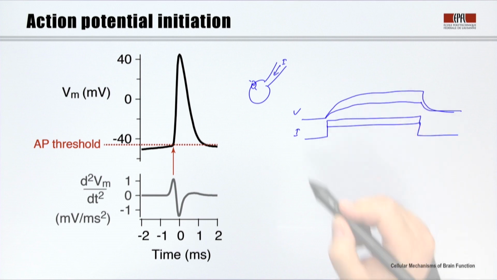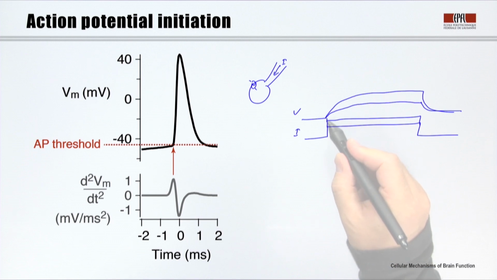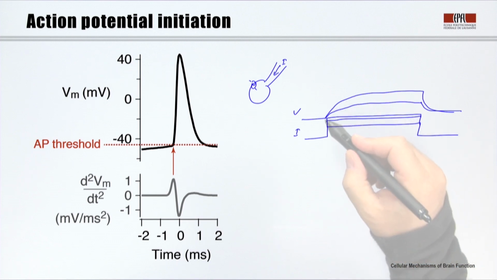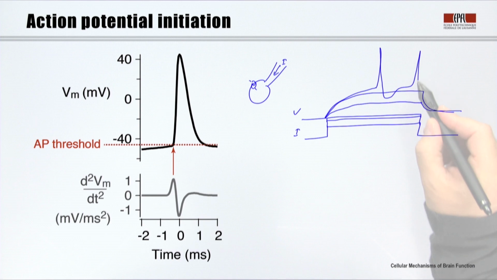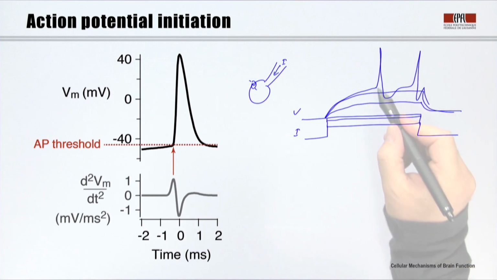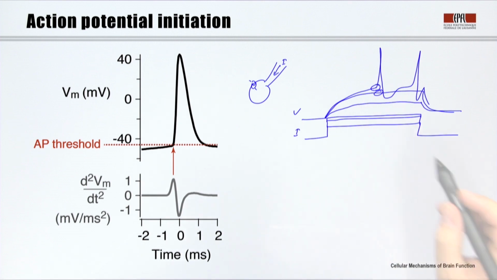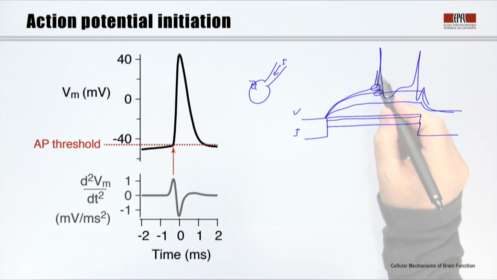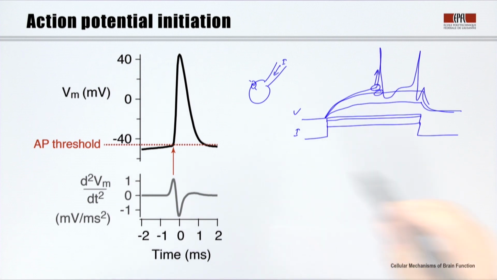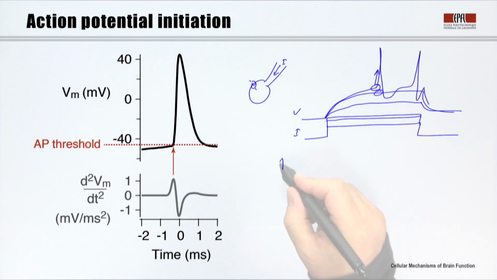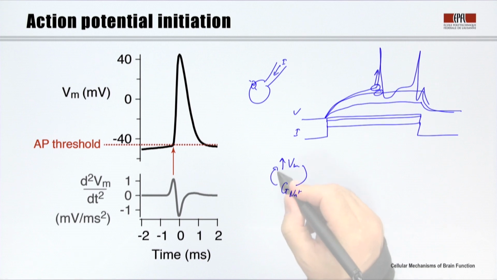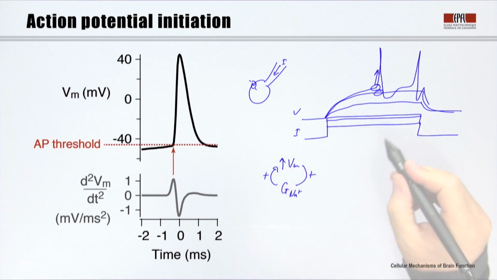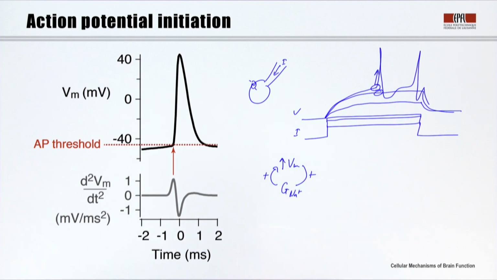If this depolarization was just below action potential threshold, nothing happens. We then inject a tiny bit more current, and now we hit the action potential threshold, and an action potential is initiated. What is the difference between here and here? Somehow here we've reached the autocatalytic step where the voltage-gated sodium conductance goes into that positive feedback loop where an increase in membrane potential causes an increase in the sodium conductance, and then we get this positive feedback loop that drives the explosive rise of the action potential.